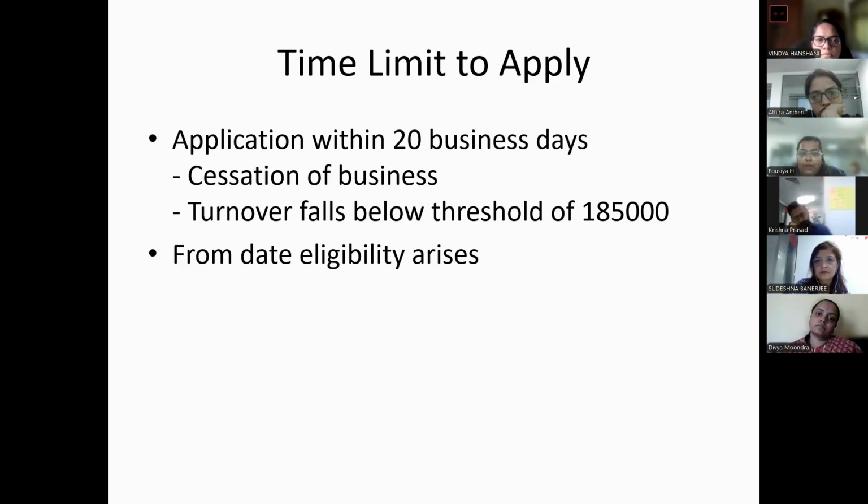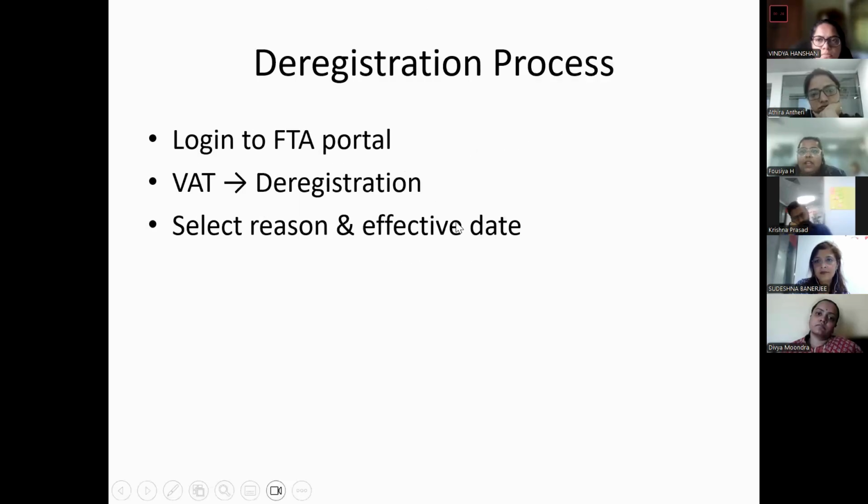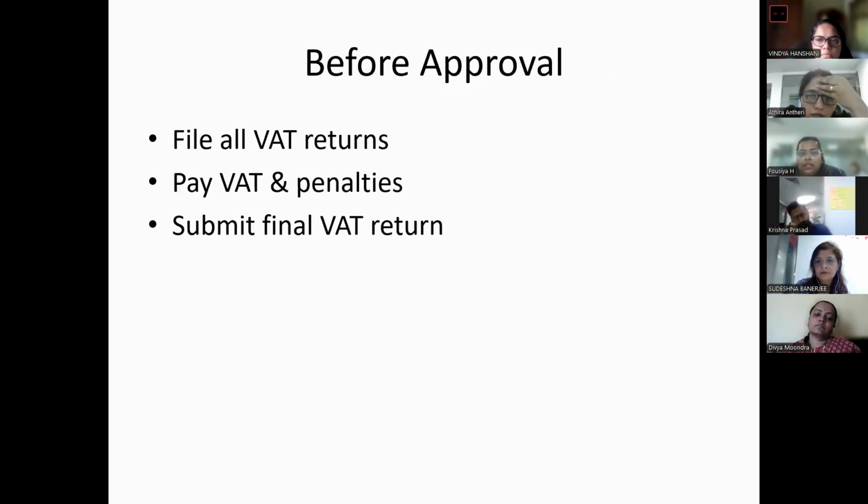And the next is the deregistration process. Like doing the VAT filing, we have to go to the FTA portal and do the deregistration. Even after we make an application for the deregistration, the FTA has to approve it, and only then does the actual deregistration happen. Just because we made the application and it is submitted, it doesn't mean that it is deregistered. We have to wait until the FTA approves it. Until then, we have to do either the zero VAT filing, or the normal filing for whatever the turnover is, until the FTA approves it.